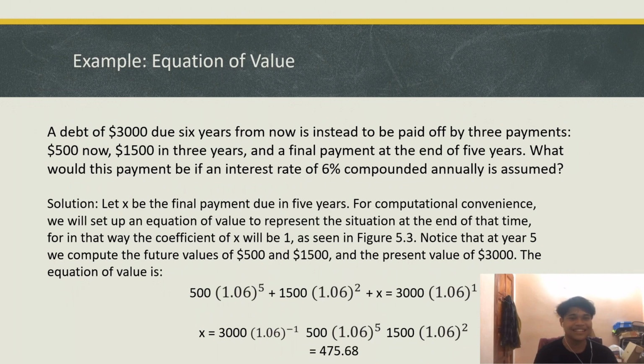for the debt. So the debt is 3,000, equivalent to 3,000 multiplied by 1.06 to the power of 1. So we transfer the amount to the right side of the equation. So we get X is equivalent to 3,000 times 1.06 to the power of 1, minus the other terms. So we arrange all the numbers, and we get that X is equivalent to $475.68. Okay.